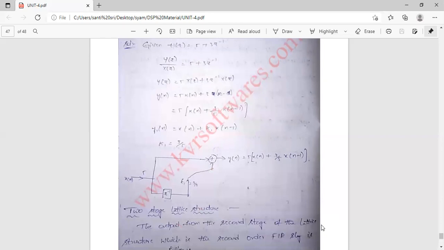Okay, so y1 of n is in the form of x of n plus k1 into x of n minus 1. Here k1 is 3 by 5. So y1 of n equal to 5 into x of n plus 3 by 5 into x of n minus 1. So k1 value is 3 by 5. So 3 by 5 into x of n minus 1 will be added to 5 into x of n. Okay. Right. So like this, you can do the lattice structure problem.